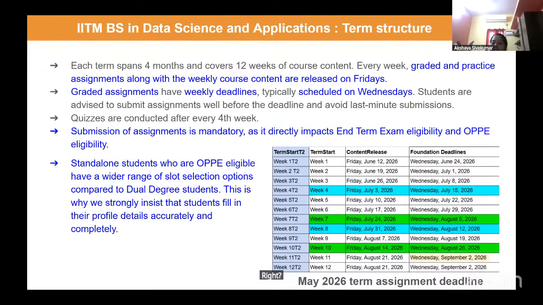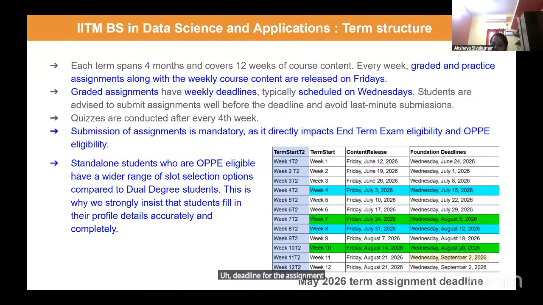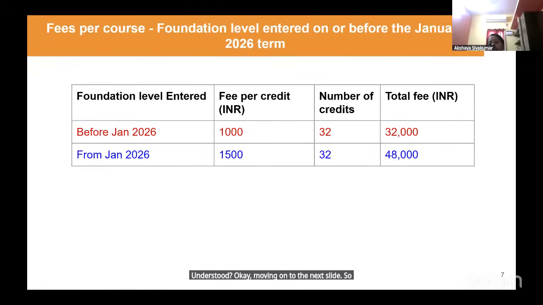So this has the dates on which week the course content is getting released, and its deadline for the assignment is also given. Understood? Okay, moving on to the next slide. So here is where the fee comes into the picture.